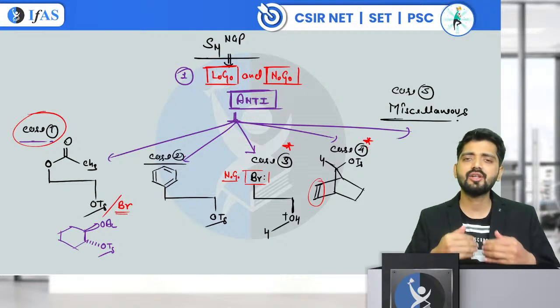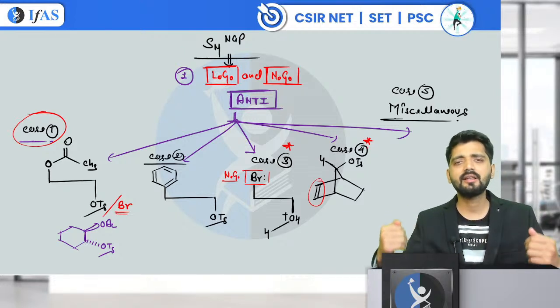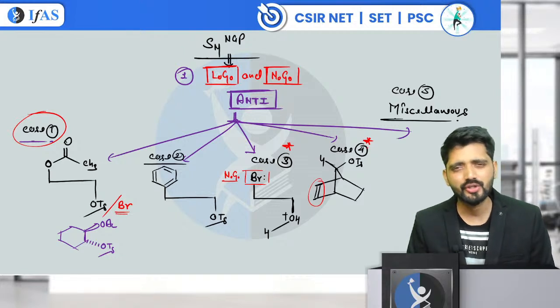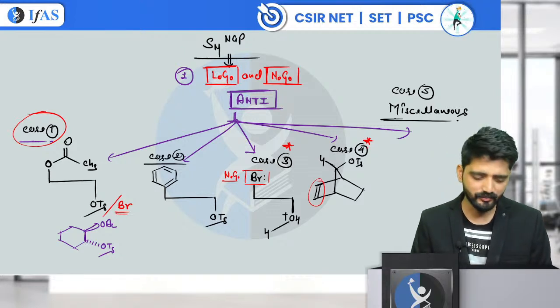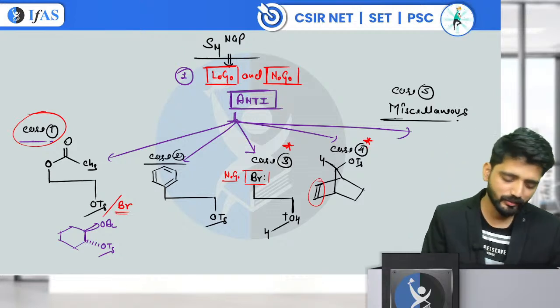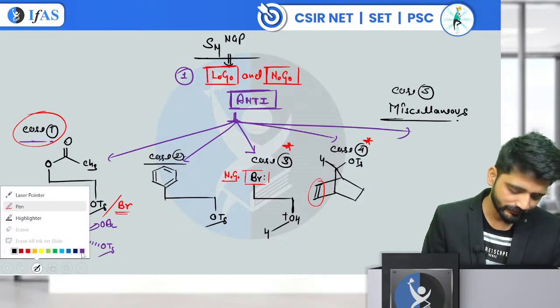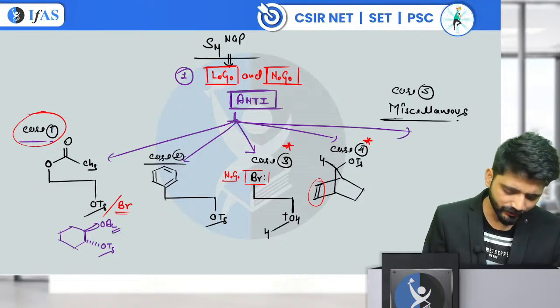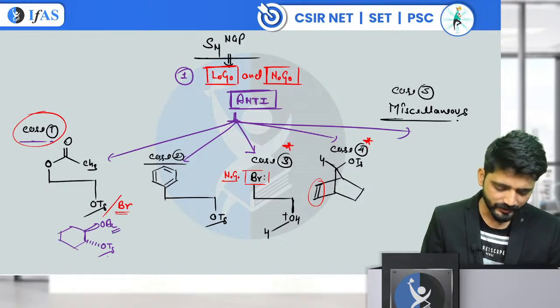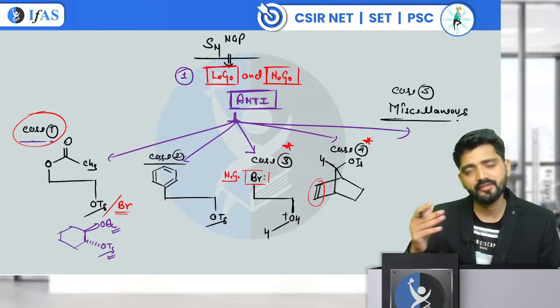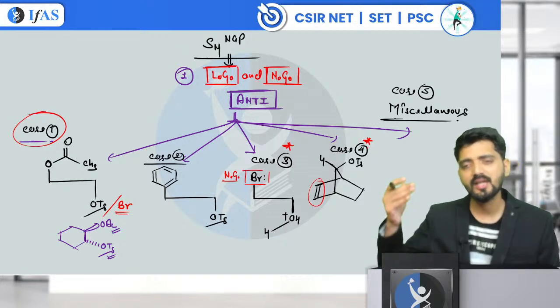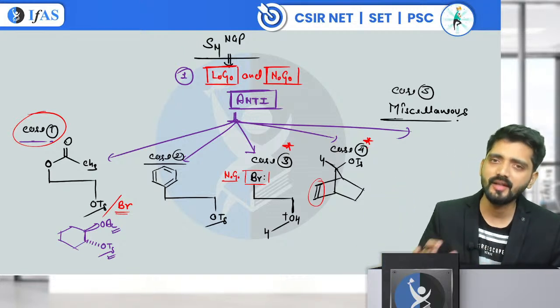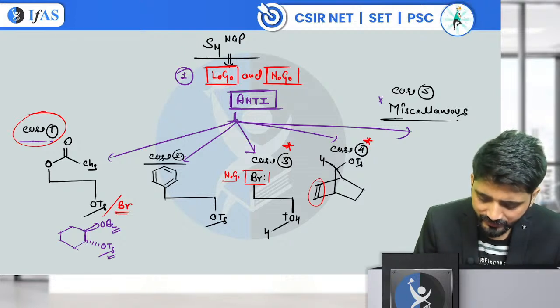And the second condition is that we have certain cases among which a question of neighboring group participation can be asked. For example, case number 1 is of acetolysis, where the neighboring group is an OAc group and the leaving group is an OTs group. Similarly, we have a phenyl case, we have a bromine case, a non-bonding case, and what is left is covered in the miscellaneous part.